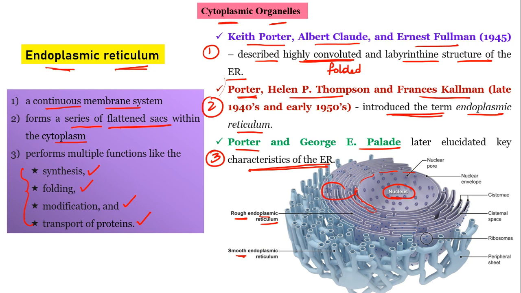You can observe that this part is called rough endoplasmic reticulum because it has blue dot-like structures, and these blue dots are nothing but the ribosomes. Because this endoplasmic reticulum has ribosomes on its surface, it is called RER or rough endoplasmic reticulum. And if you look at this part of the endoplasmic reticulum, which is light blue in color, it does not have any blue dots. That is, ribosomes are not present. And this part of the endoplasmic reticulum is called SER, smooth endoplasmic reticulum.